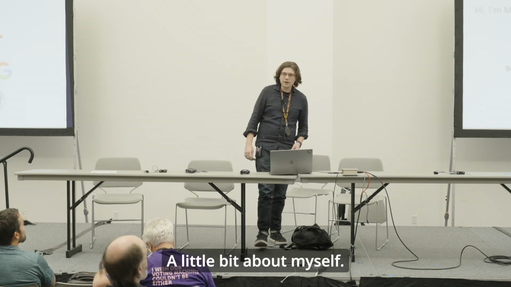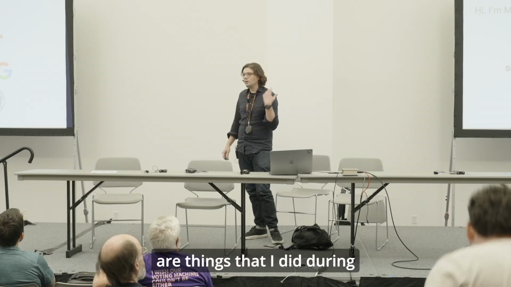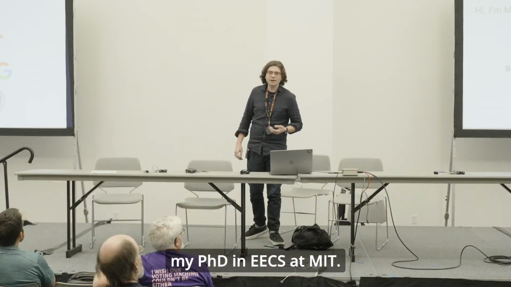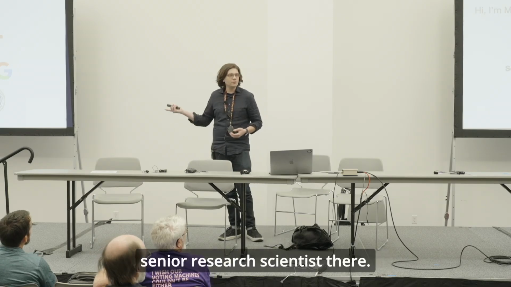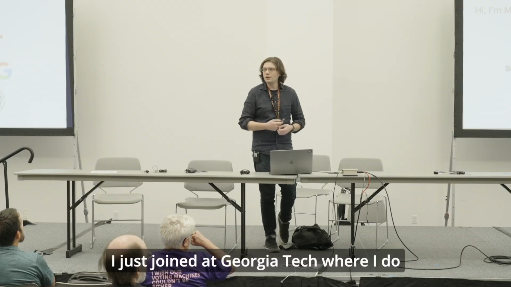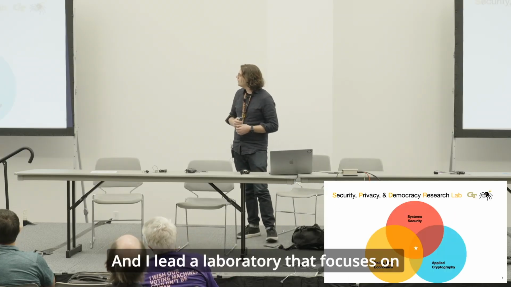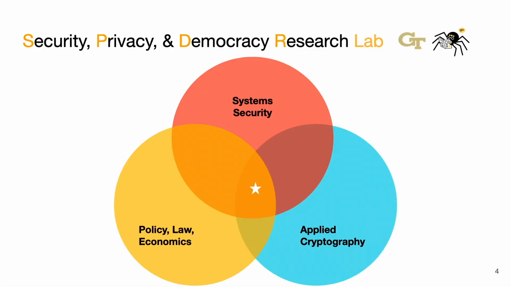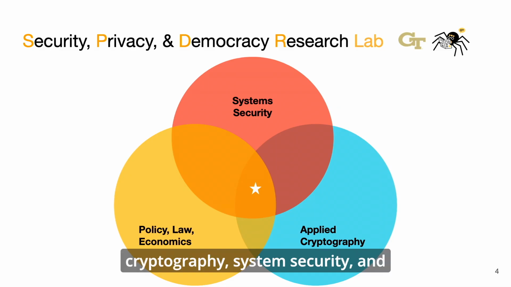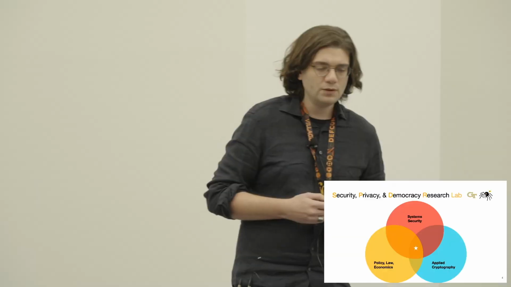A little bit about myself. All of the research I'm about to present to you are things that I did during my PhD in EECS at MIT. I then went off to Google, became a senior research scientist there. And now I'm an assistant professor. I just joined at Georgia Tech, where I do work on things like this. And I lead a laboratory that focuses on security, privacy, and democracy. So issues related to applied cryptography, system security, and policy, law and economics in particular.